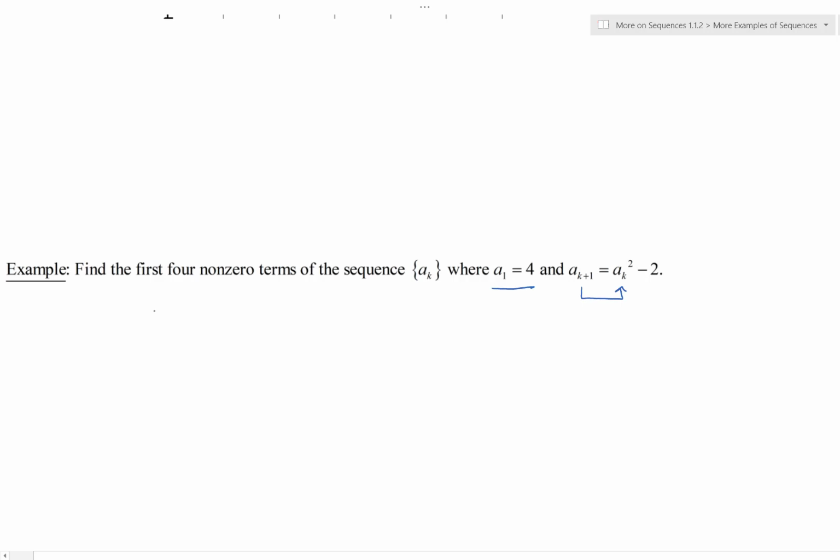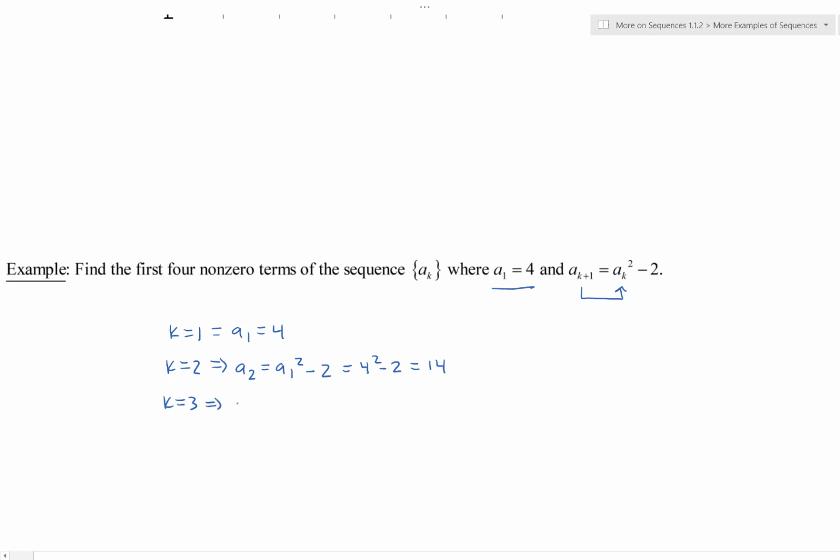Okay, starting with k is 1. Well, we're already given what the first term is, and that is a1 is 4. So that wasn't so bad. How about the next one? What about when k is 2? Well, if k is 2, then we're going to get from the recursive formula above that a2 is the same as a1 squared minus 2. a1 was 4, so this is going to be 4 squared minus 2, which is 16 minus 2, which is 14. Now we're going to use that 14 to find the next term.